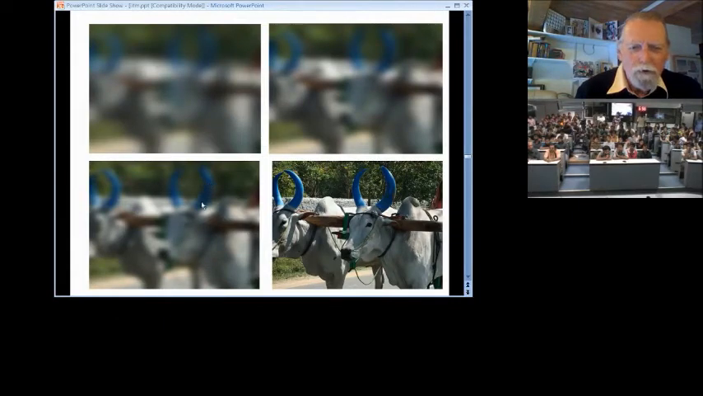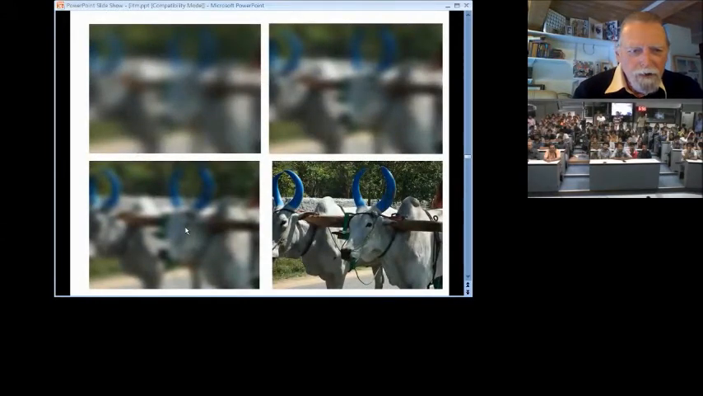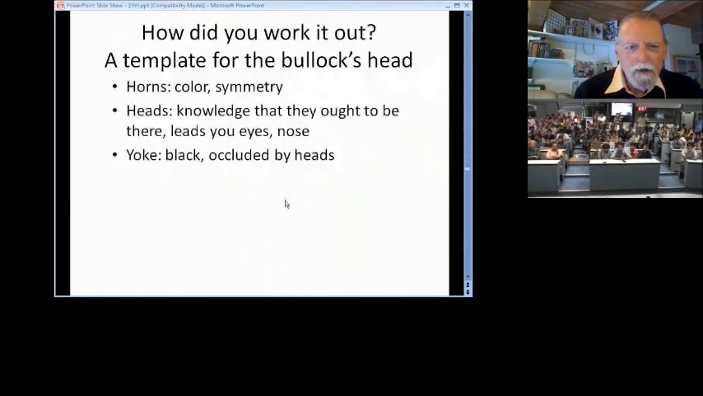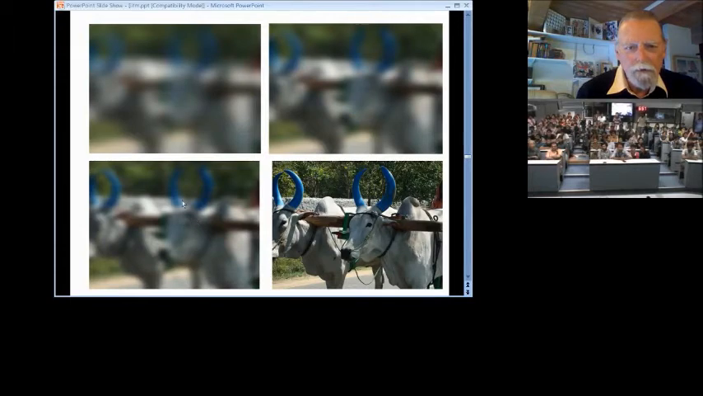But the other point is that once you have the horns, what kicks in is that you have a model that there should be a head here. So seeing the horns leads you to the rest of the head, right? So the eye, which is there, the nose, maybe it takes a bit of guessing here, but once you have the idea that this is a head, the rest you can really make out pretty clearly in that image. And of course, the yoke has the occlusion effect going on, which brings this forward also. And the background here is the rest of the hump on the bullock and the background.